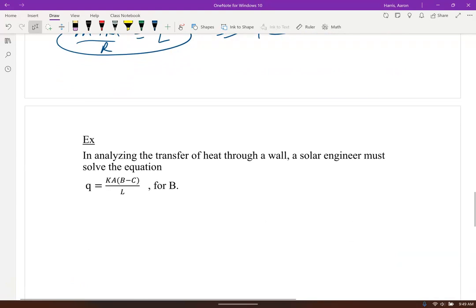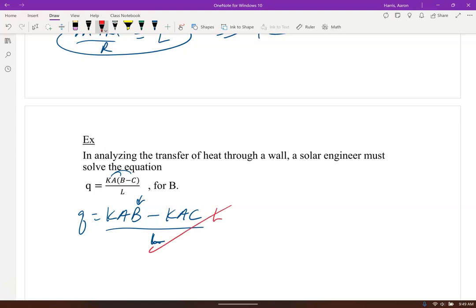All right, let's solve this one for capital B. So we go ahead and distribute that there. Q equals KAB, oops, that's a terrible B, minus KAC all over L. And we're solving for B. The first thing is we've got to get rid of the L, so let's multiply both sides by L. So we've got QL equals KAB minus KAC.